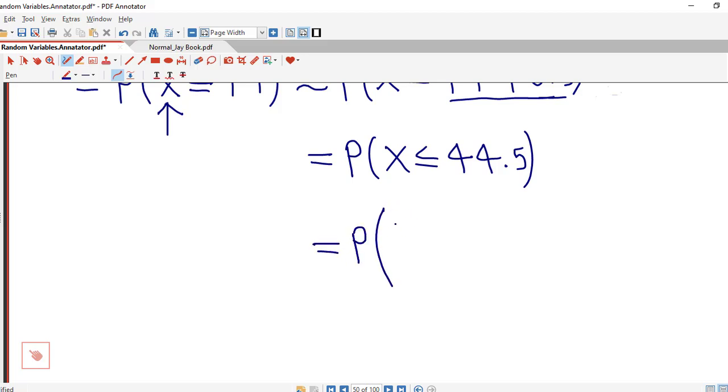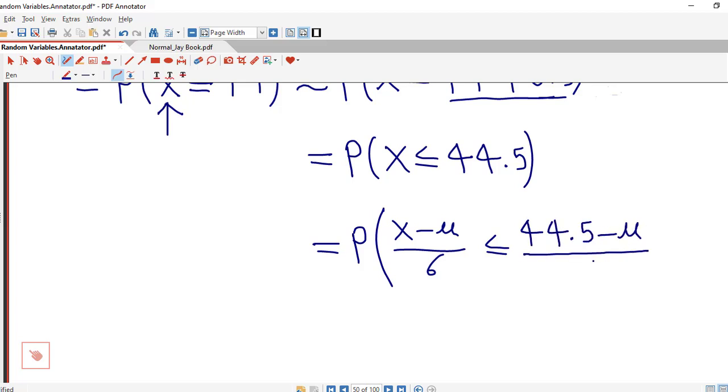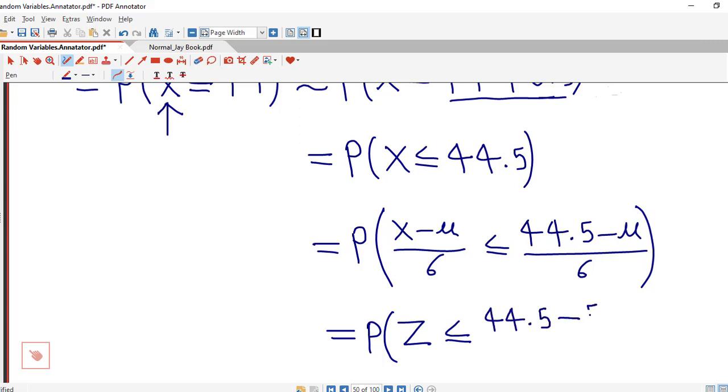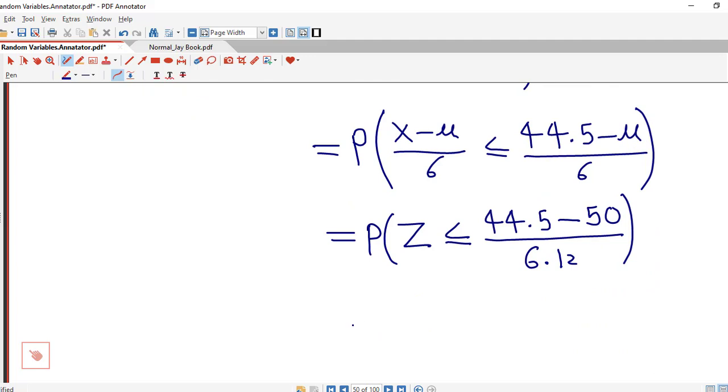So we standardize it by subtracting mu and dividing by sigma. So this is less than or equal to (44.5 minus mu) over the standard deviation. So this is now capital Z, which is less than or equal to, we have obtained values of mean and standard deviation: mean is 50, standard deviation is 6.12. So this is equal to the probability that Z is less than or equal to minus 0.90.